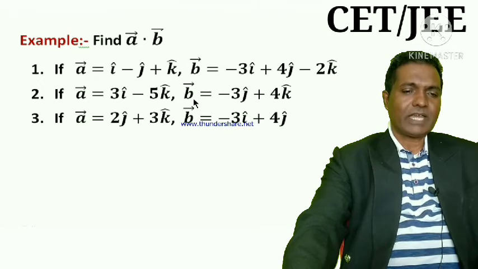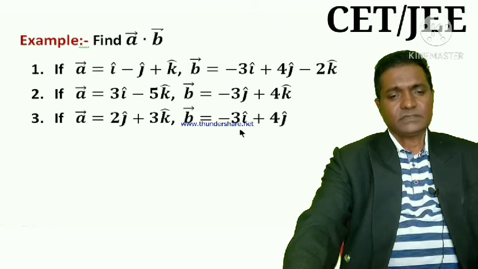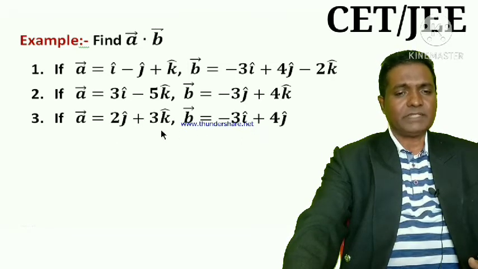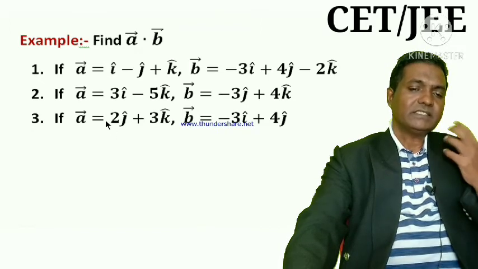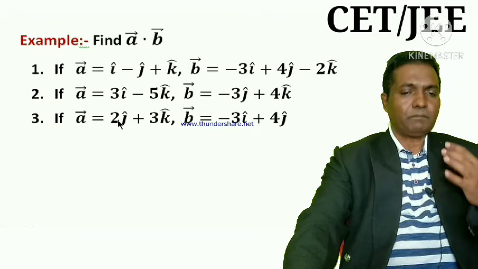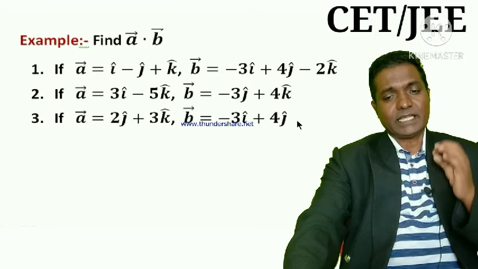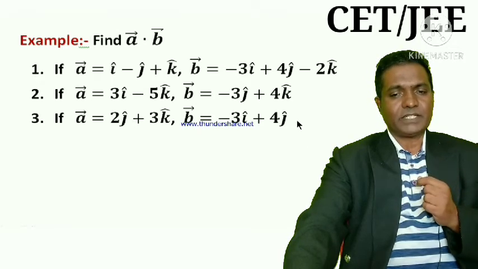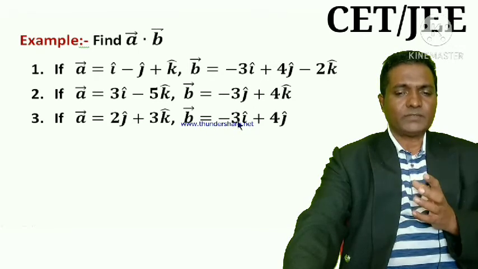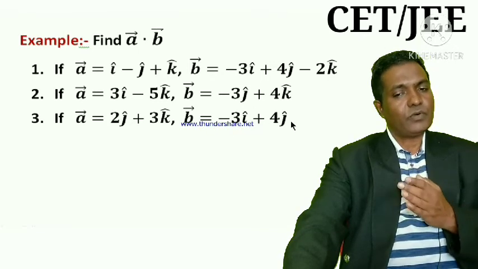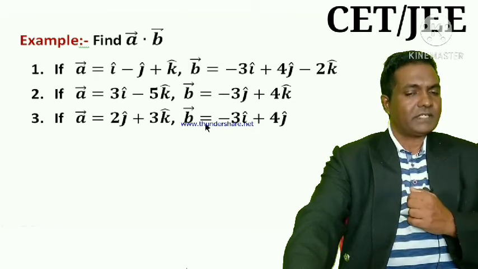So similarly, look at this. This is again the same thing. Here the i term is absent. So i term is absent means you have to rewrite it as 0i cap plus 2j cap plus 3k cap. And in the vector B, which term is absent here? The k term is absent. Okay, k cap is absent. So you have to write it as vector B is equal to minus 3i cap plus 4j cap plus 0k cap. Then you have to find vector A dot vector B.